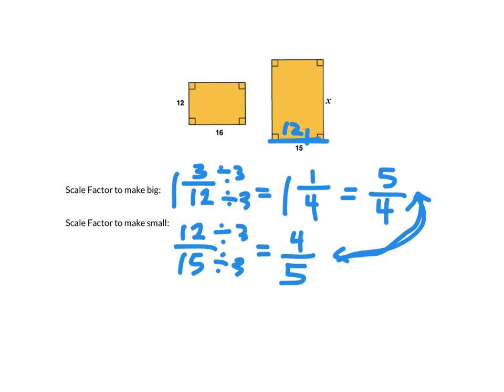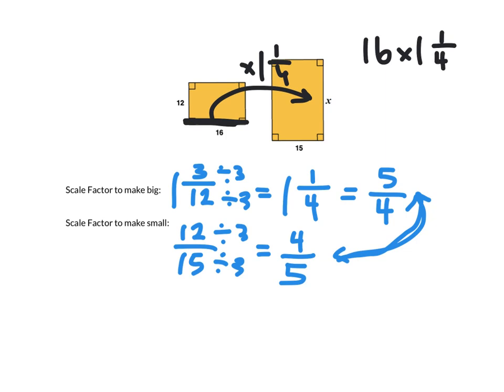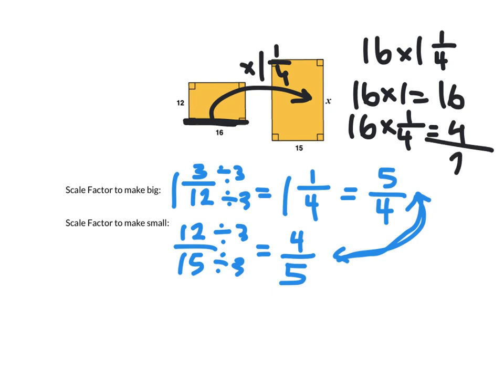To find the missing side, we're going to use our scale factor. So let's think about what scale factor I need to use. I need to get the 16 enlarged. So I need to use a scale factor that will make it big. So I'm going to times it by 1 1/4. So 16 times 1 1/4. 16 times 1 and 1/4 of 16, which is 4. We bring the two together and we get a total of 20. So x is equal to 20.